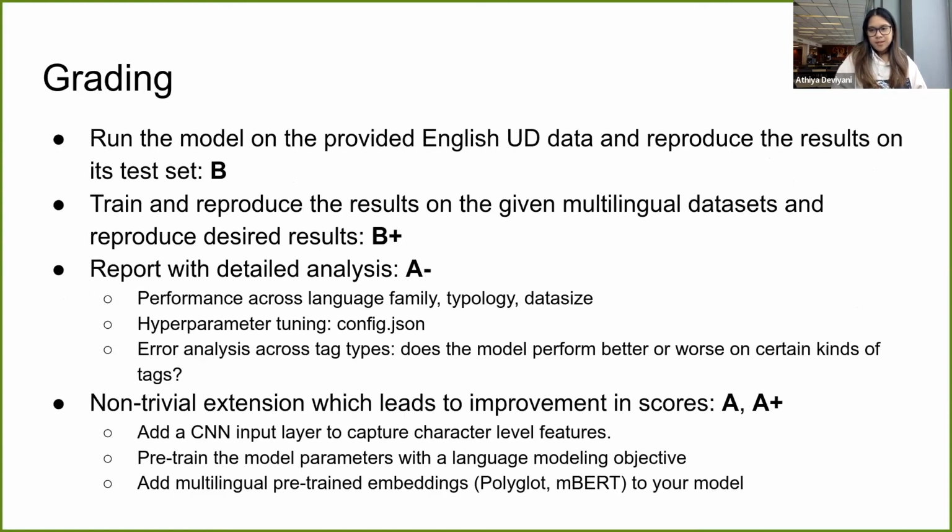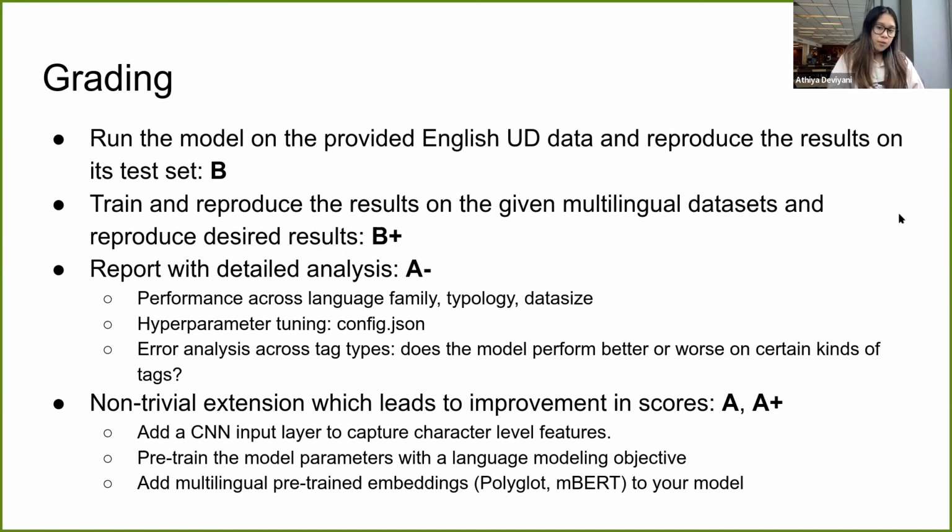And I think this is the part that everyone really wants to see: how do I get a good grade in this assignment? So there are a lot of ways. There are a lot of tiers as well. If you just want to, you can get a B by just running the code on the existing English model and running the model on the test set. But if you train the model on the different multilingual datasets and you evaluate them using their respective test sets, you'll get a B+.